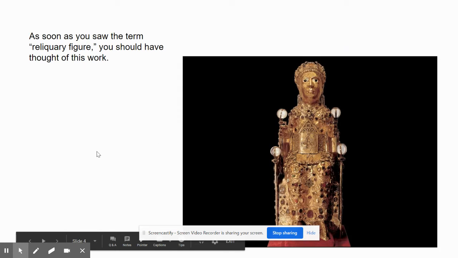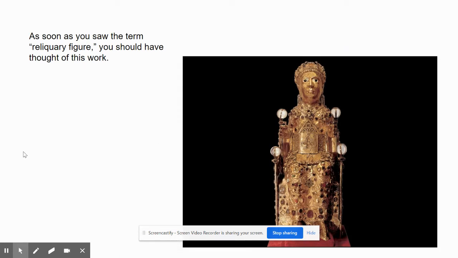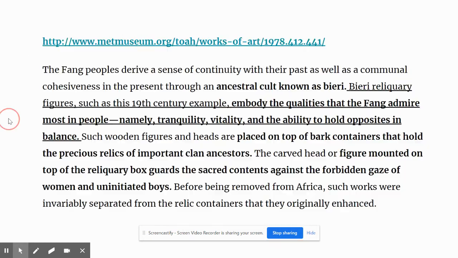As soon as you saw the word reliquary, you should have thought of this, right? Which, of course, is the reliquary of Saint Foy. The piece itself actually contained part of the skull of the child martyr.